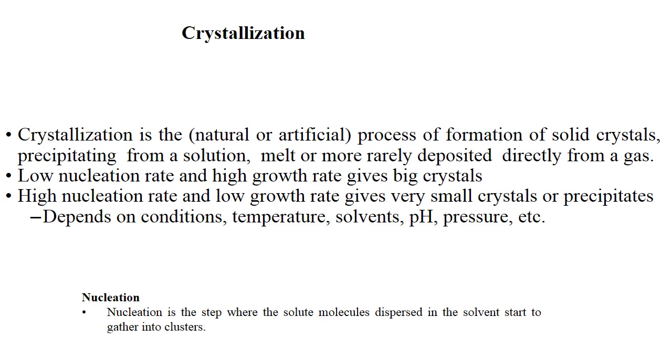In crystallization, when a substance is dissolved in a specific solvent or in the liquid melt or something else, then it can be precipitated by varying factors, just like by cooling the temperature, by evaporating the solvent, by changing the pH or by changing the pressure. What is nucleation? Nucleation is the step where the solute molecules dispersed in the solvent start to gather into a cluster. Simply, it is the deposition of the particles of substance present in the solvent.